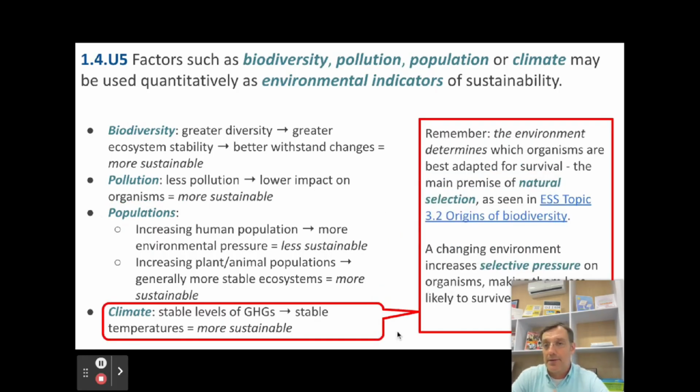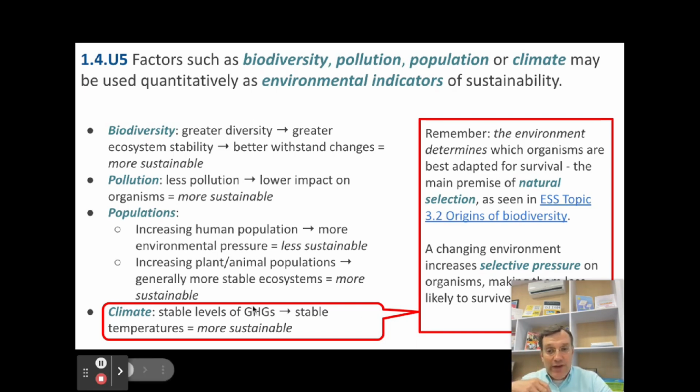Climate might be challenging for us in a high school setting to measure or assess directly. But there's a lot of data that professional scientists are gathering that we can use to assess sustainability of different human actions. The number one indicator there are levels of greenhouse gases in the atmosphere. If we have stable levels of greenhouse gases, the greenhouse effect that provides for life on our planet remains stable. It doesn't lead to a runaway positive feedback mechanism called climate change. Stable greenhouse gases create stable global temperatures. That's a more sustainable approach.